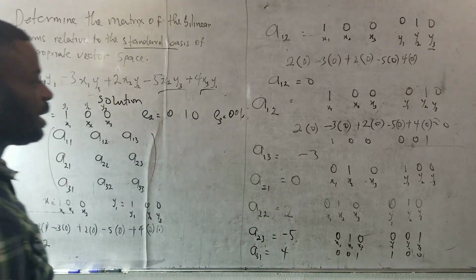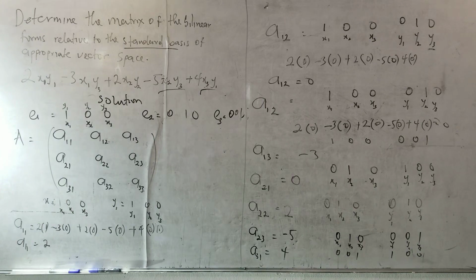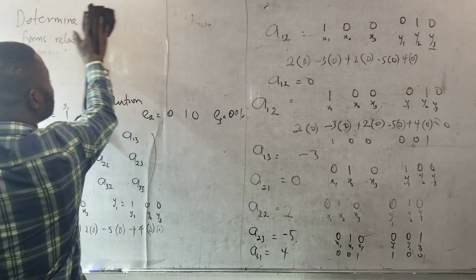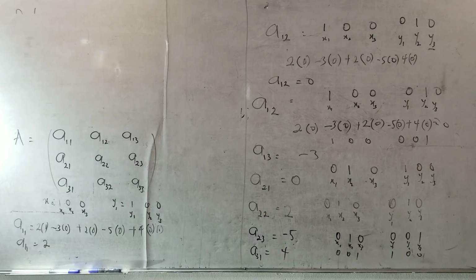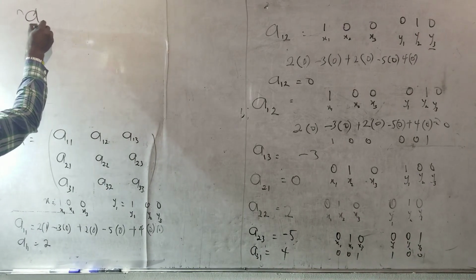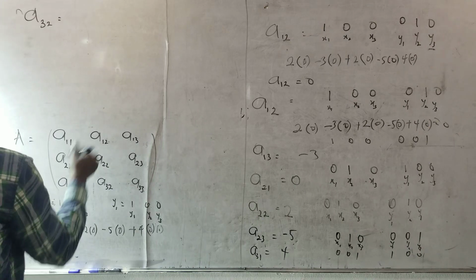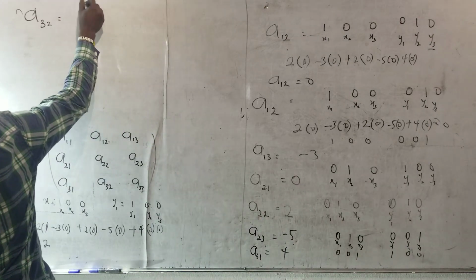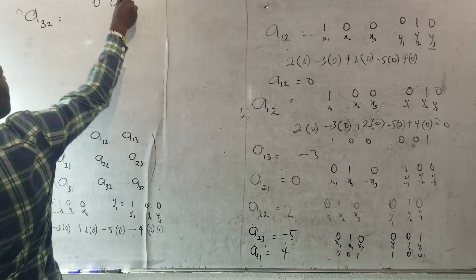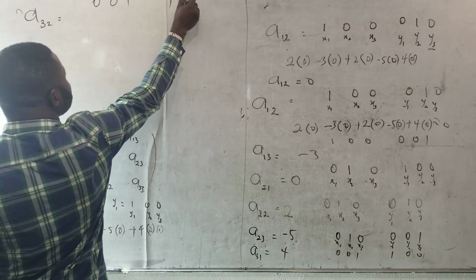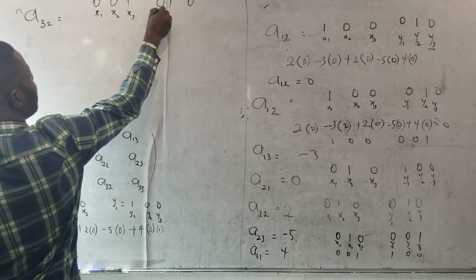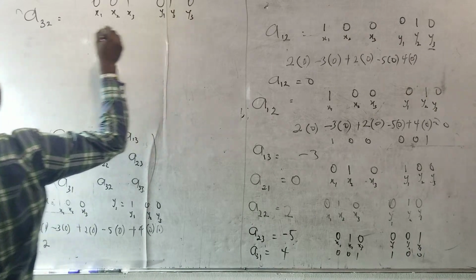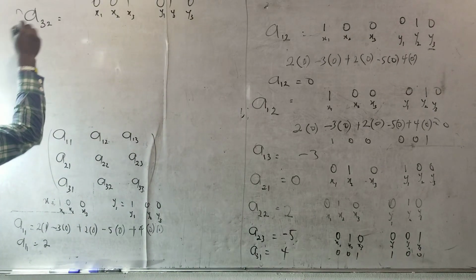Now, the last part of it, I need to rub off this question now because the space allocated is very small. Now, when you do your A32, you are expected to have A32. Just do it in form of 0, 0, 1, and 1 is 0. I mean, X1, S2, S3, Y1, Y2, Y3. Now, when you compute it, you are expected to have 0.